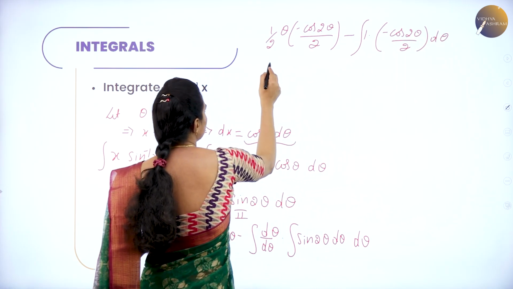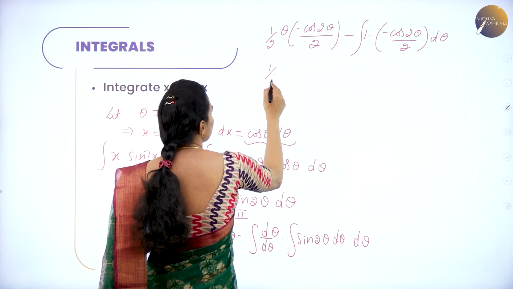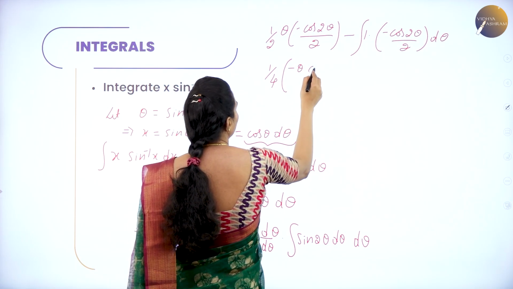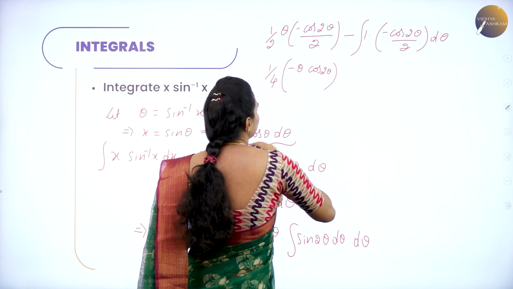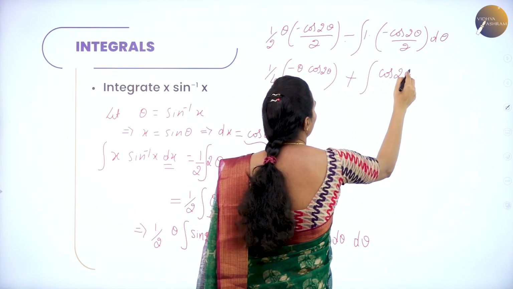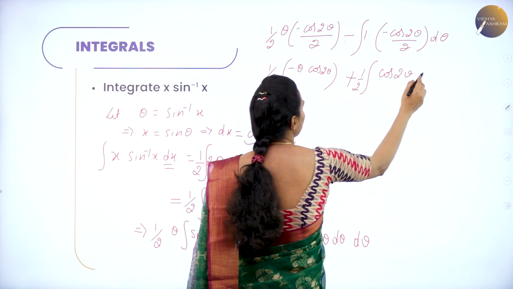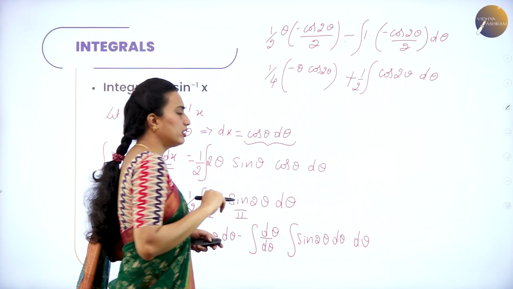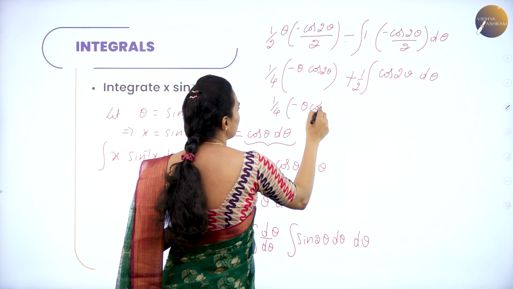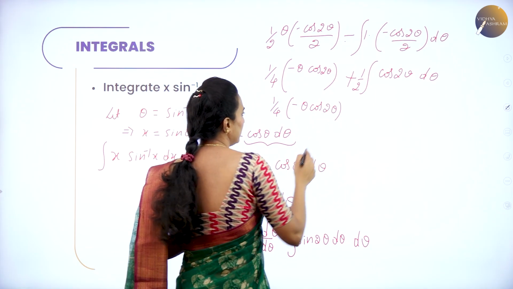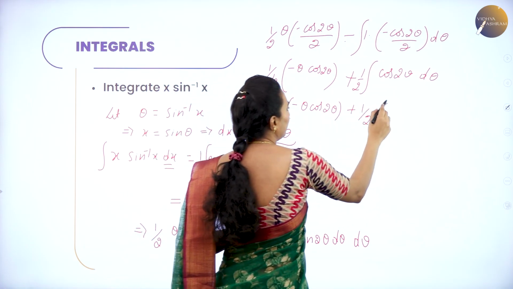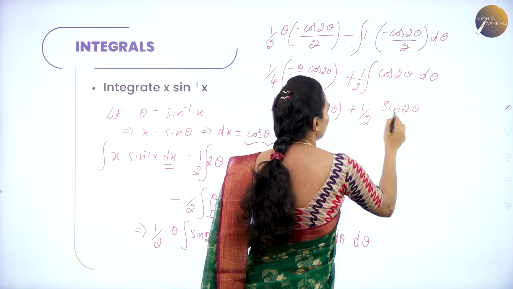Right? Now again further simplification. See, 1 by 2 into 2 is 1 by 4. Minus into plus is minus. So minus theta into cos 2 theta. Minus into minus is plus. So integral of cos 2 theta. Now again 1 by 2 is there, I can remove it outside into d theta. I hope you are understanding this step. Now 1 by 4 into minus theta into cos 2 theta. Again see, plus 1 by 2 into cos 2 theta integration is nothing but sine 2 theta divided by 2.